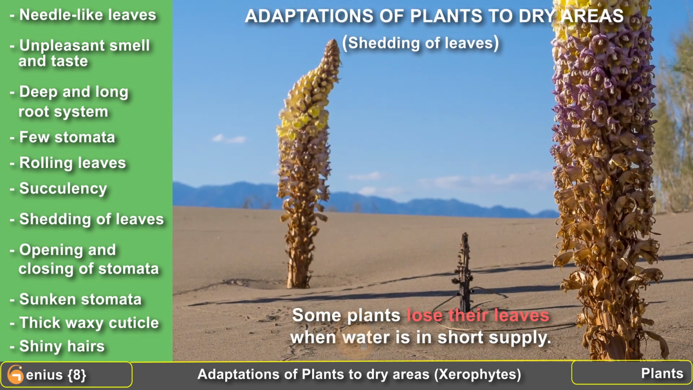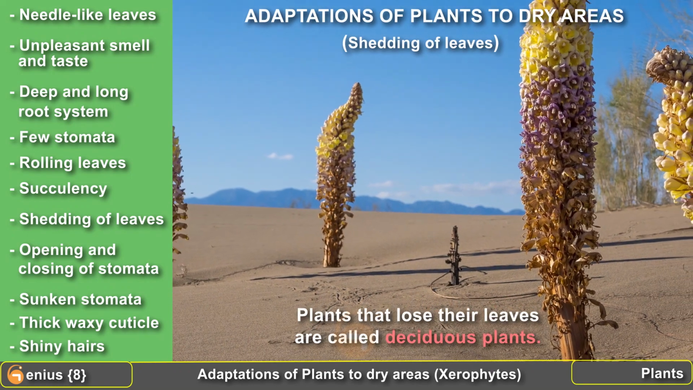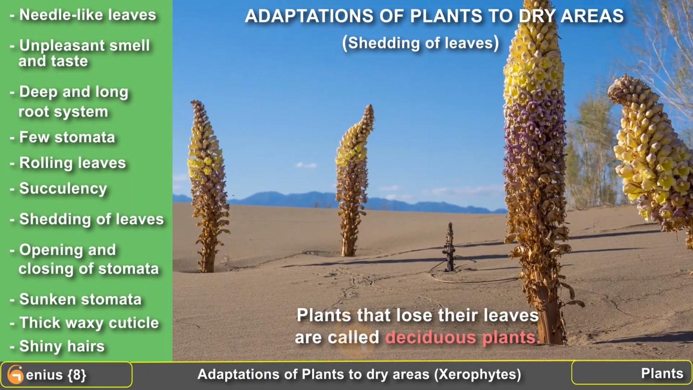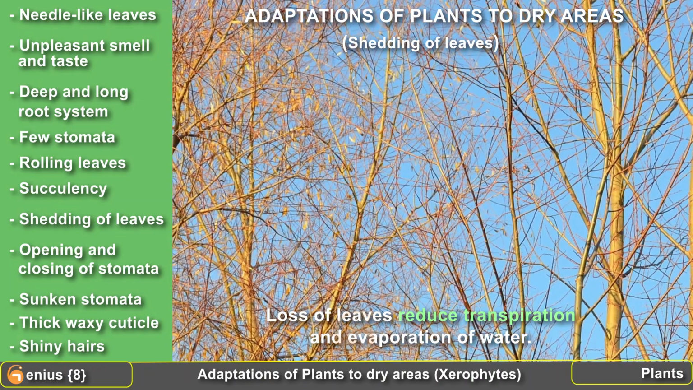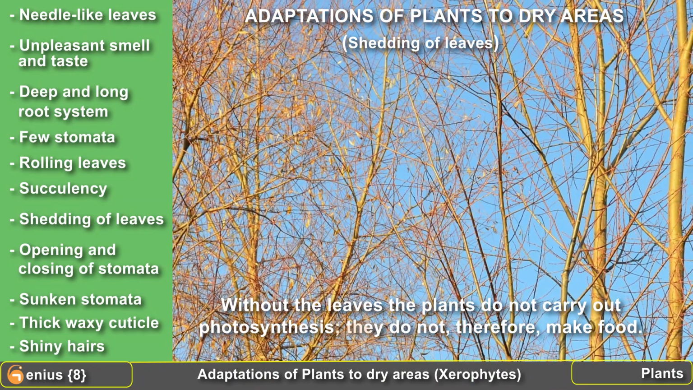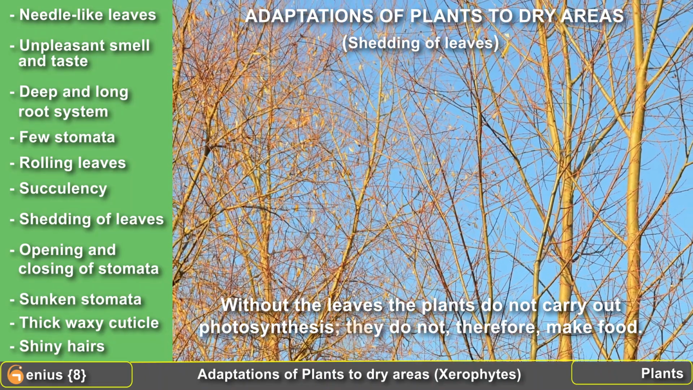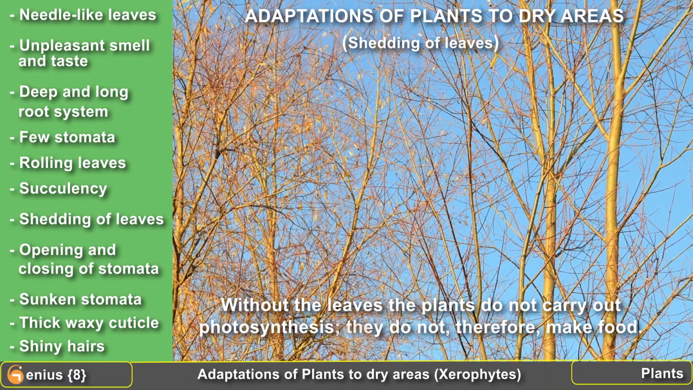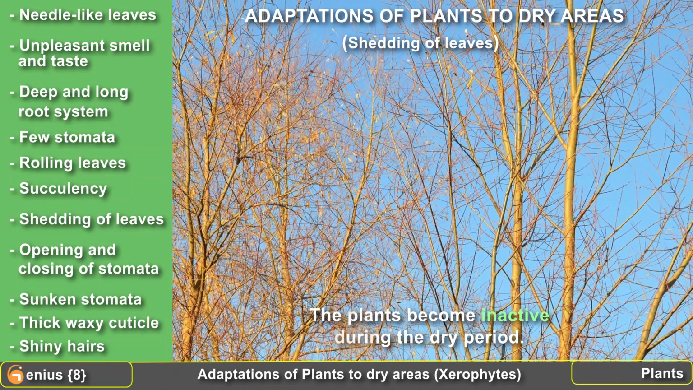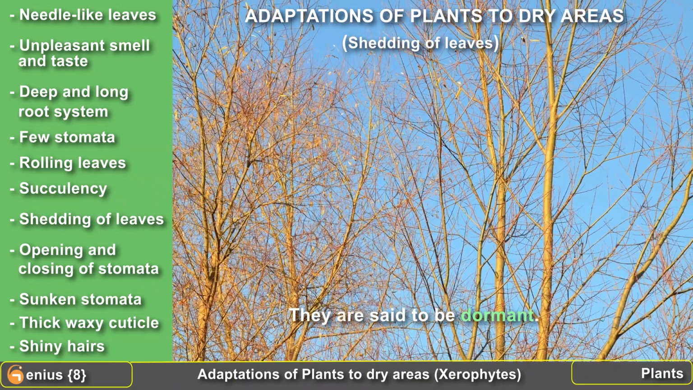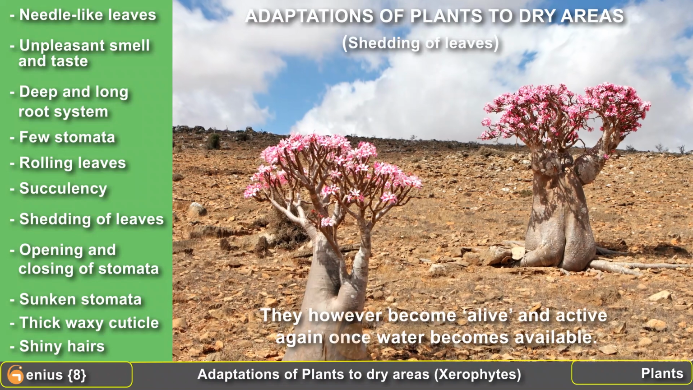Shedding of leaves. Some plants lose their leaves when water is in short supply. Plants that lose their leaves are called deciduous plants. Loss of leaves reduces transpiration and evaporation of water. Without the leaves, the plants do not carry out photosynthesis. They do not, therefore, make food. The plants become inactive during the dry period. They are said to be dormant. They, however, become alive and active again once water becomes available.